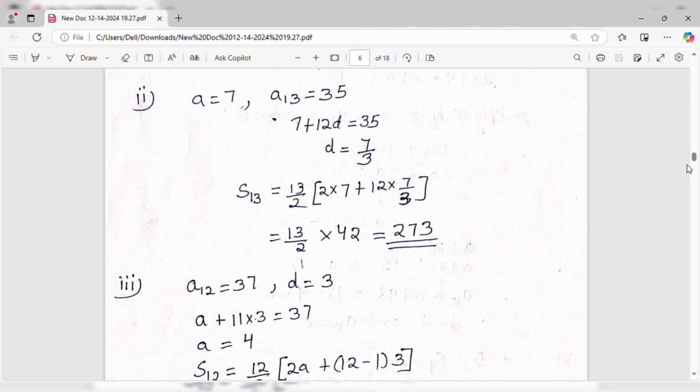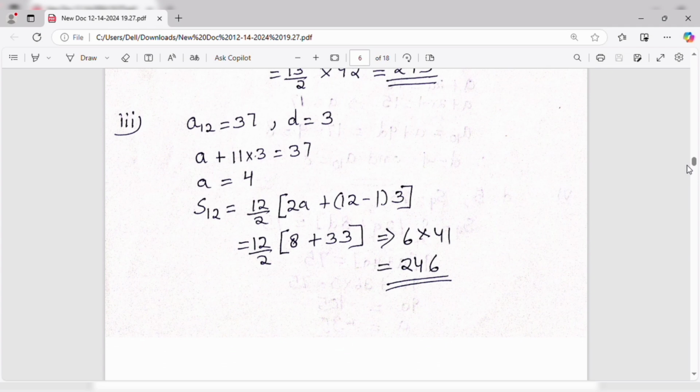In the second part, a and a13 are given. After using an for a13, we will get d as 7 by 3, and then we will substitute these values of a, n and d to find S13 as 273. In the third part, a12 is given as 37 and d is given as 3. So we will use an to get a, and S12 would be 246. You can do all these parts by using these formulas, and if you have any doubt you can ask in the comment section. You can take screenshots if you need, and then we will do the next question.